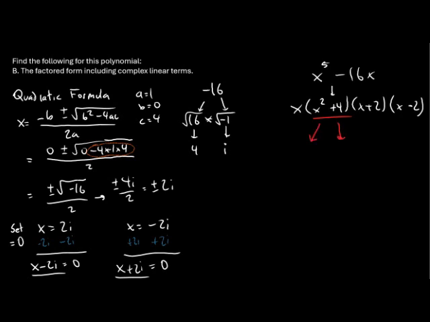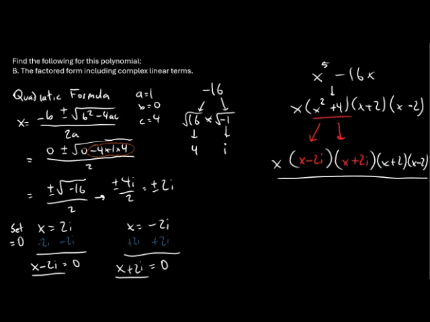So where the irreducible quadratic once was, we'll place two new parentheses. The x that was in front stays there, the x plus 2 also stays, and the x minus 2 also stays. In our new parentheses, we'll write x minus 2i and x plus 2i. This will be our factored form with complex coefficients.